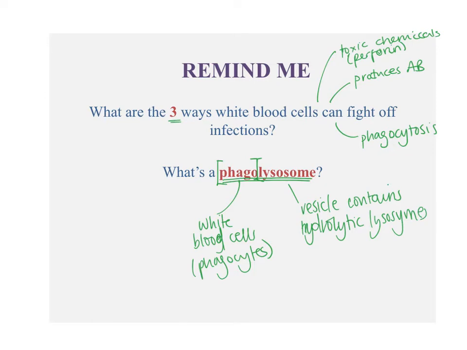Okay, so the phagolysosome is what you get when you've merged a phagosome, which is the vesicle that engulfs the pathogen or the foreign material, and then that merges with the lysosomes that have the lysozymes in there. Sorry, the spelling of that lysozymes is wrong there.